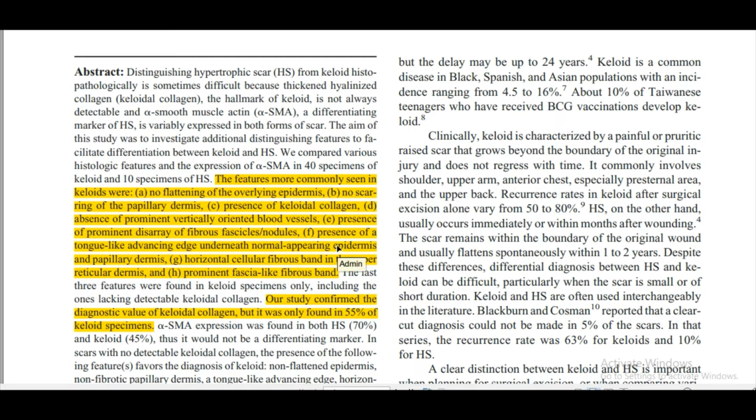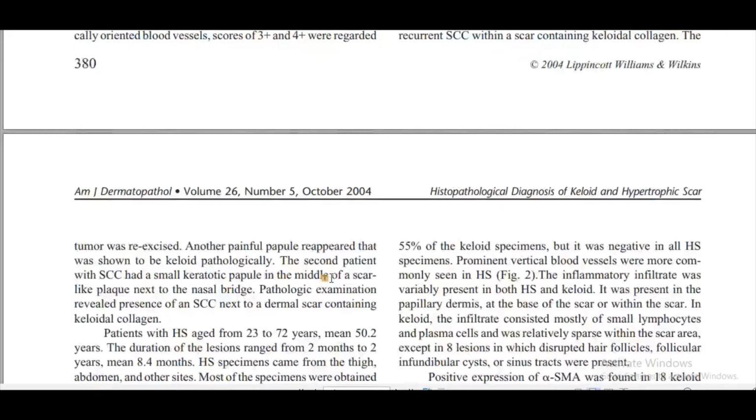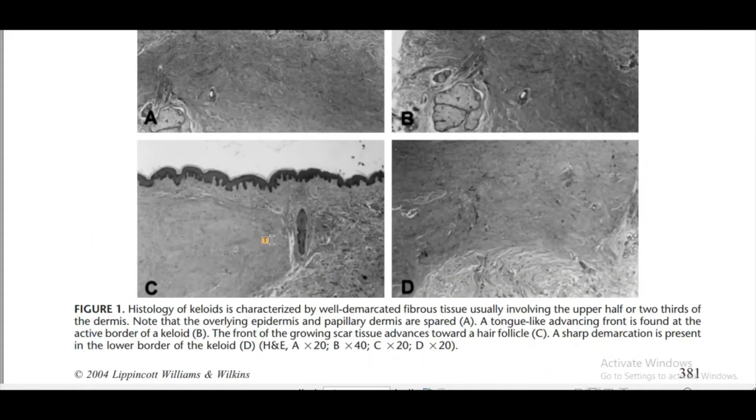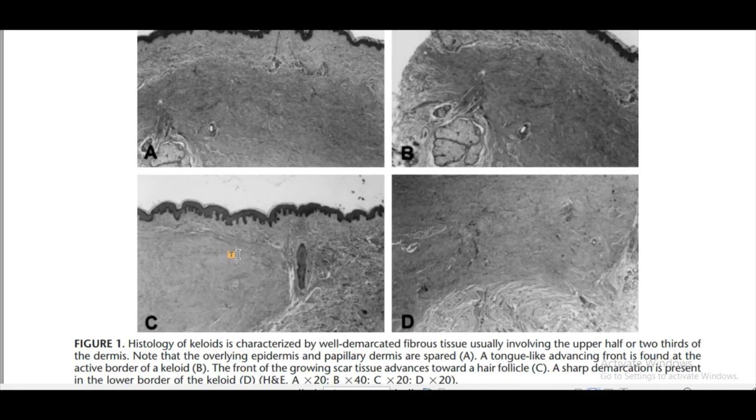I'll show you that in a second. Horizontal cellular fibrous band in the upper reticular dermis and prominent fascia-like fibrous band. Now in this article itself, I'll show you the pictures in this article so that it's obvious. So you can see here, you see a tongue-like advancing edge underneath the epidermis. So this sort of advancement is typical of a keloid.